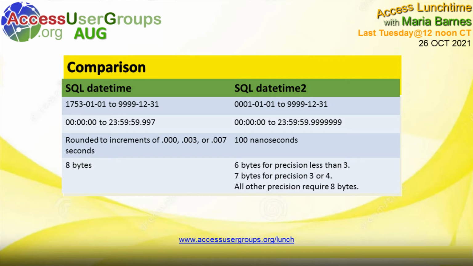And in datetime2, it goes up to 100 nanoseconds precision, 8 bytes to store a datetime, and the datetime2 storage is actually pretty complicated. It's 6 bytes for precision less than 3, meaning after the ending decimal place on the time, 7 bytes for precision 3 or 4, and then all other precision requires 8 bytes. So it's actually a more compact storage for most of the precisions than the datetime is, believe it or not. Could save you some space.